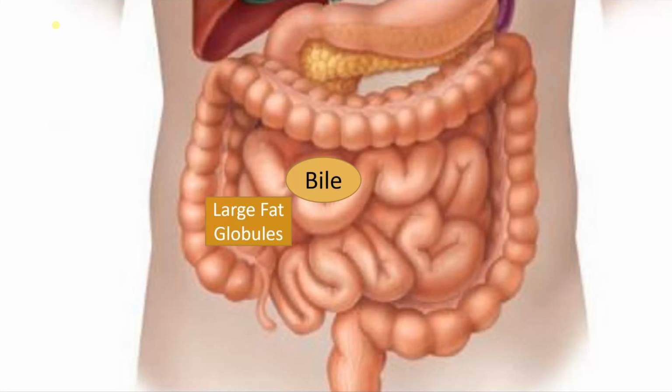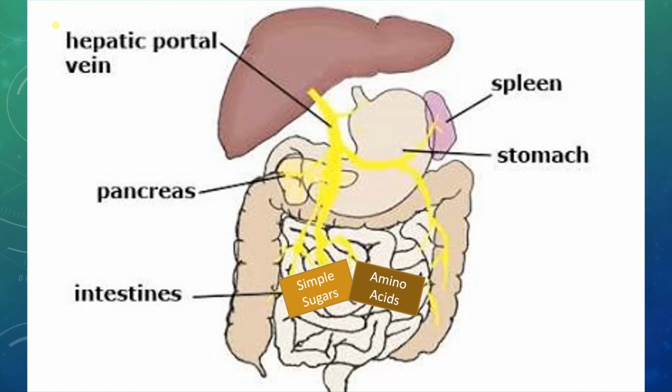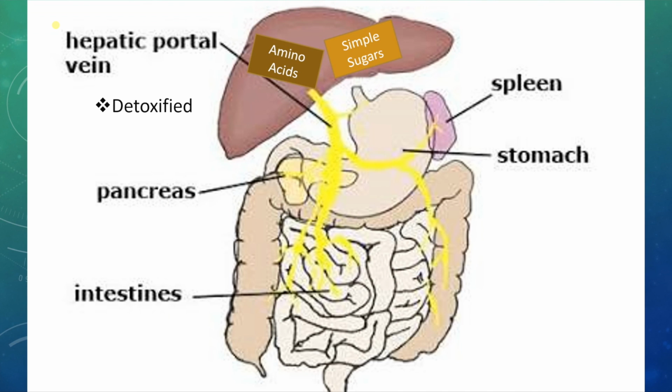Bile contains bile salts that emulsify large fat globules into small fat droplets, which are then broken into fatty acids and glycerol by lipase. From the villi, broken down carbohydrates and proteins travel through the hepatic portal vein to the liver, where they are detoxified, stored, and built, while the lacteal carries away fatty acids and glycerol. Later on, we'll return to the liver, although right now we're going to continue on through the alimentary canal.